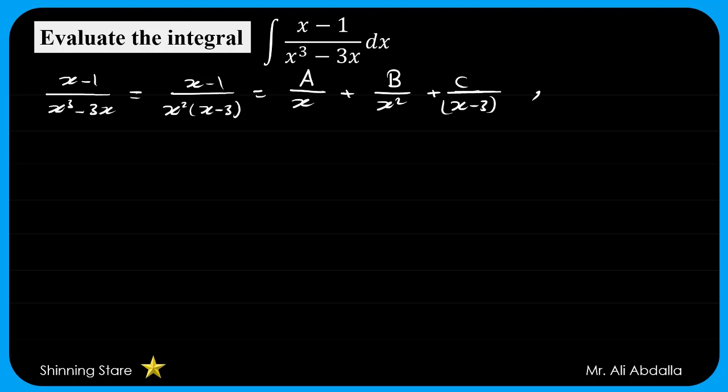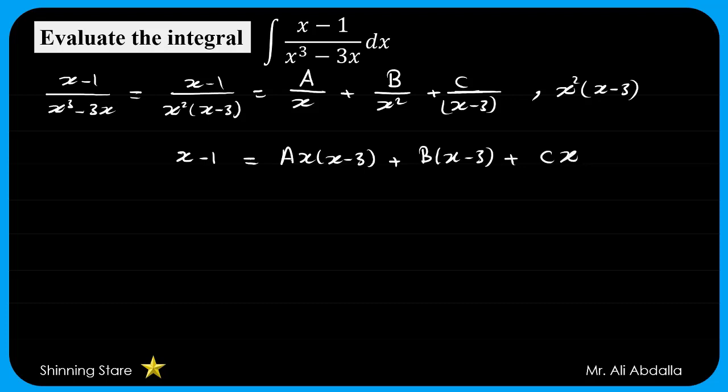Then we multiply both sides by x to the power 2 times x minus 3, and we get x minus 1 equals ax times x minus 3, plus b times x minus 3, plus c x to the power 2. Then we can use the zeros of our denominator to find the values of a, b and c.